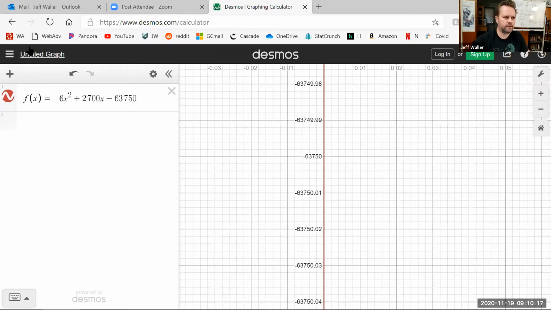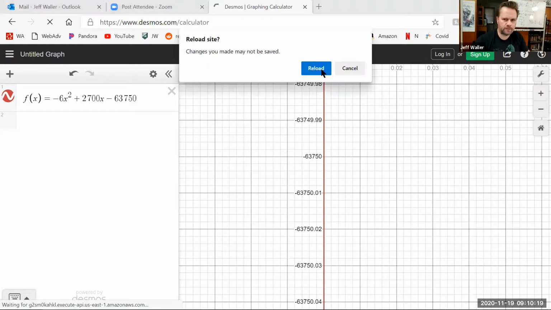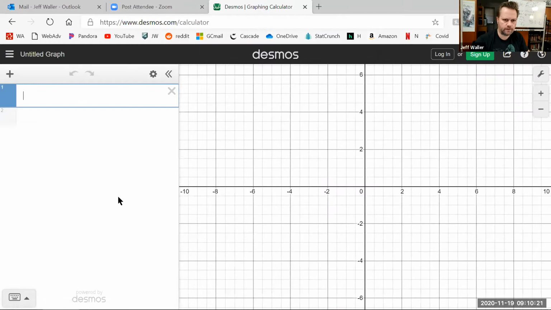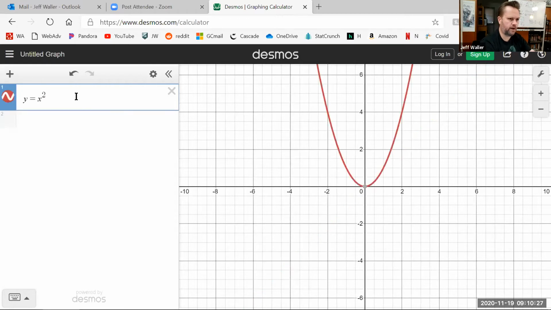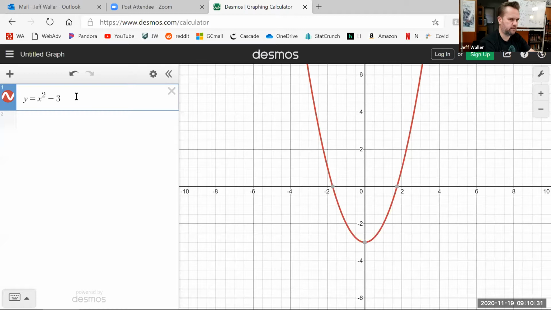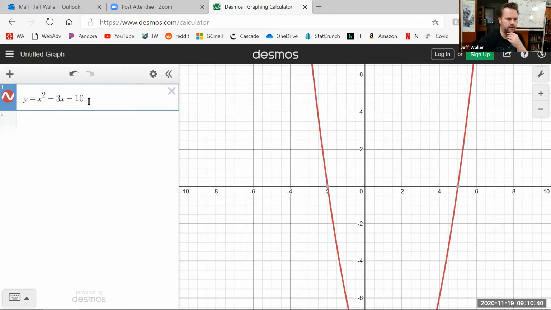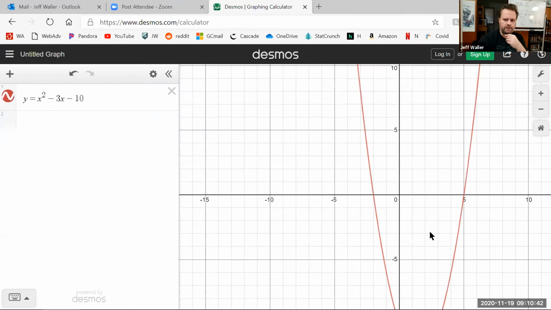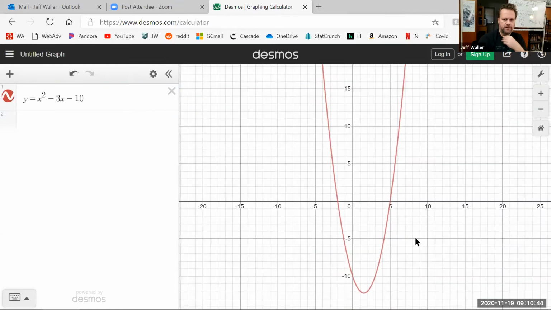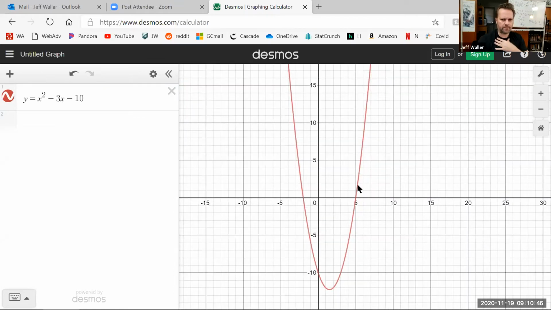So let me reset here. Let's put a more normal function in here. Let's say y equals x squared minus 3x minus 10. That looks a little more manageable, right? There's your beautiful parabola.